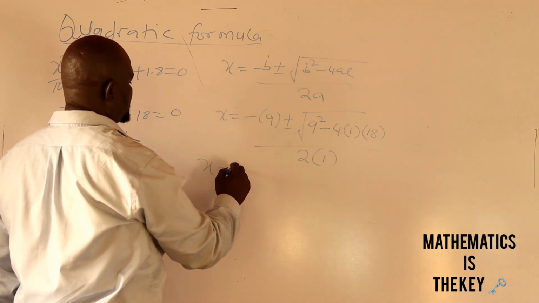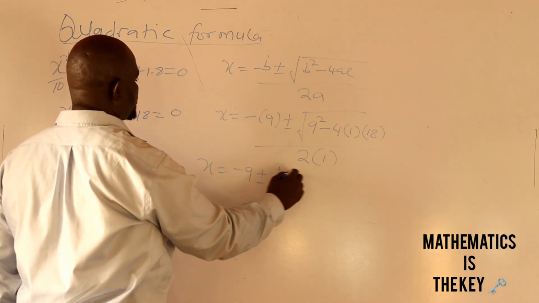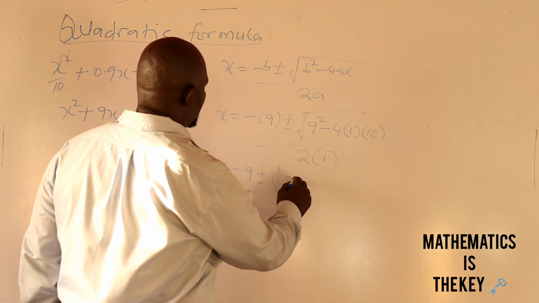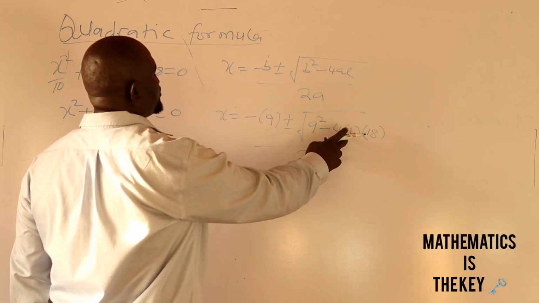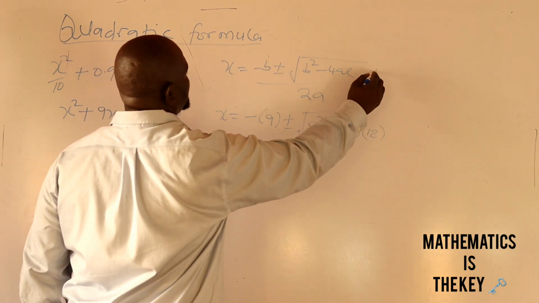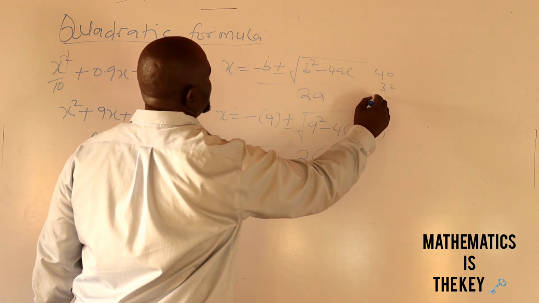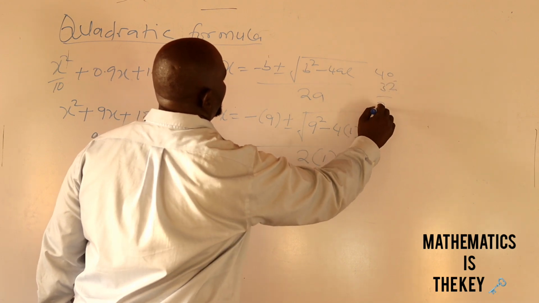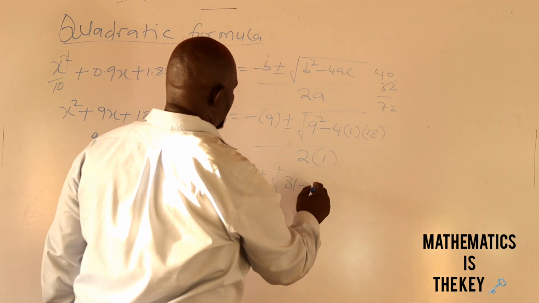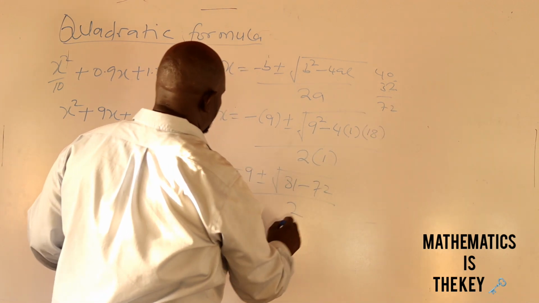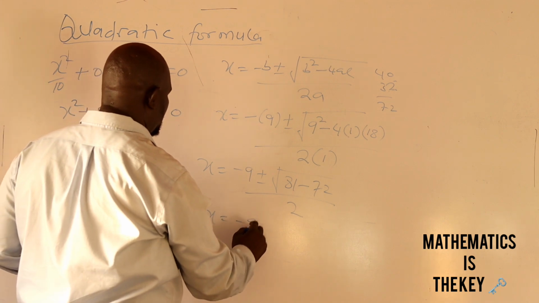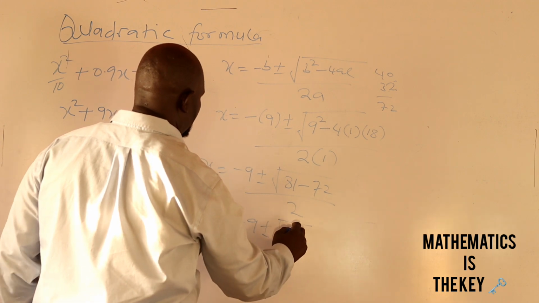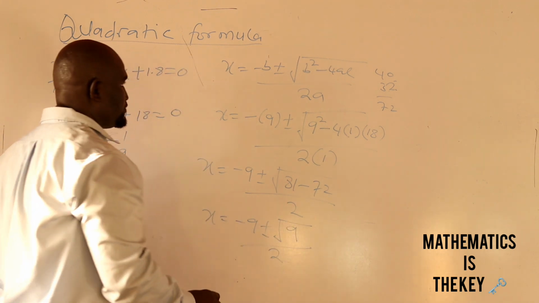So simplifying this, here we'll have minus 9 plus or minus square root of 9 squared is 81 minus 4 times 1, 4 times 18, 4 times 10, 40, 4 times 8, 32, so 72. And 81 minus 72, all over 2. So simplify further, we have x equal to minus 9 plus or minus 81 minus 72 is 9. So we have square root of 9 all over 2.